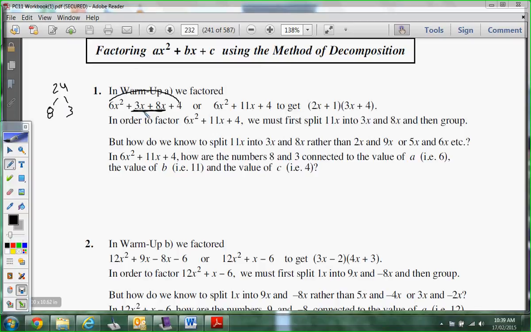Okay? So the pattern we're going to be doing is going first times last, and we're going to break that down into factors that add up to the current middle we have, and we're going to break it up. Because we want to get 3x and 8x. I'll show you why in a second. Any questions on just the initial? Okay, but this is how we split 11x into 3x and 8x, how we split the middle up, essentially. And we'll get to that.